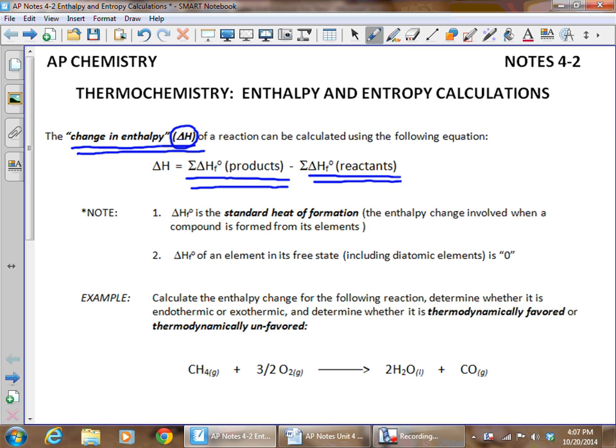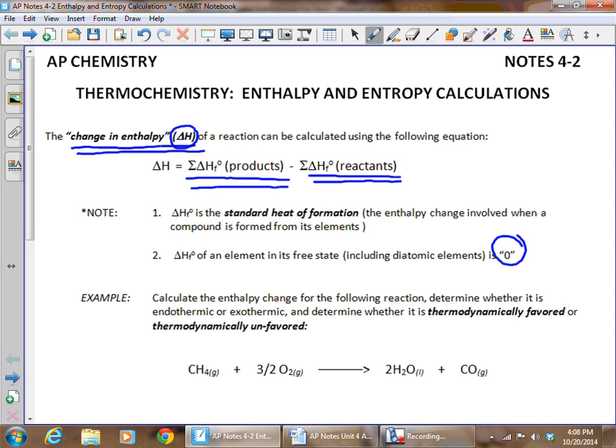Heats of formation are the enthalpy changes that are involved when a compound is formed from its elements. So when you have an element itself in its free, natural state, and this includes diatomic elements, the heat of formation is going to be 0 for those. And usually on AP tests, they're not going to tell you the values for those. They expect you to know that the heat of formation of an element is going to be 0. So we want to watch out for that.